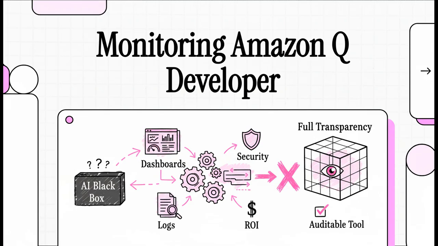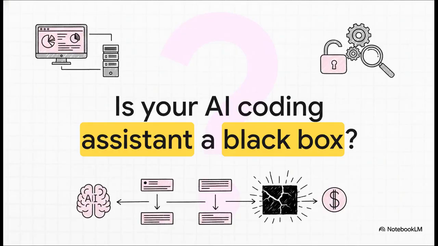So, you're an engineering leader. You're probably really excited about AI coding assistants, but let's be honest, you might be a little worried about what's actually happening under the hood, right? You're definitely not alone. Today, we're going to peel back the layers of Amazon Q Developer and show you exactly how to take that AI assistant from a total black box to something that's completely transparent and measurable for your whole team.